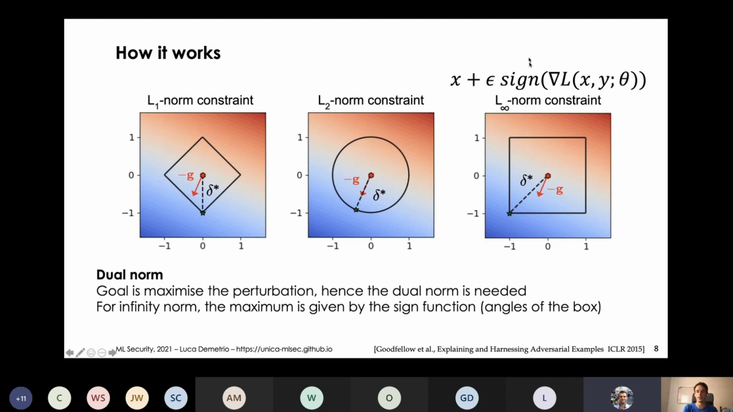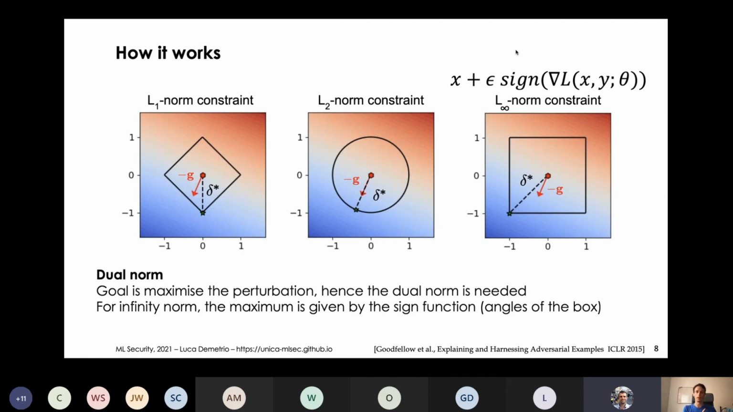So that's why this sign here is present. And this is basically the concept of the dual norm. It's basically the thing you need. It's just a superior bound of your norm. And in this case, that's why the sign is present in this formulation.